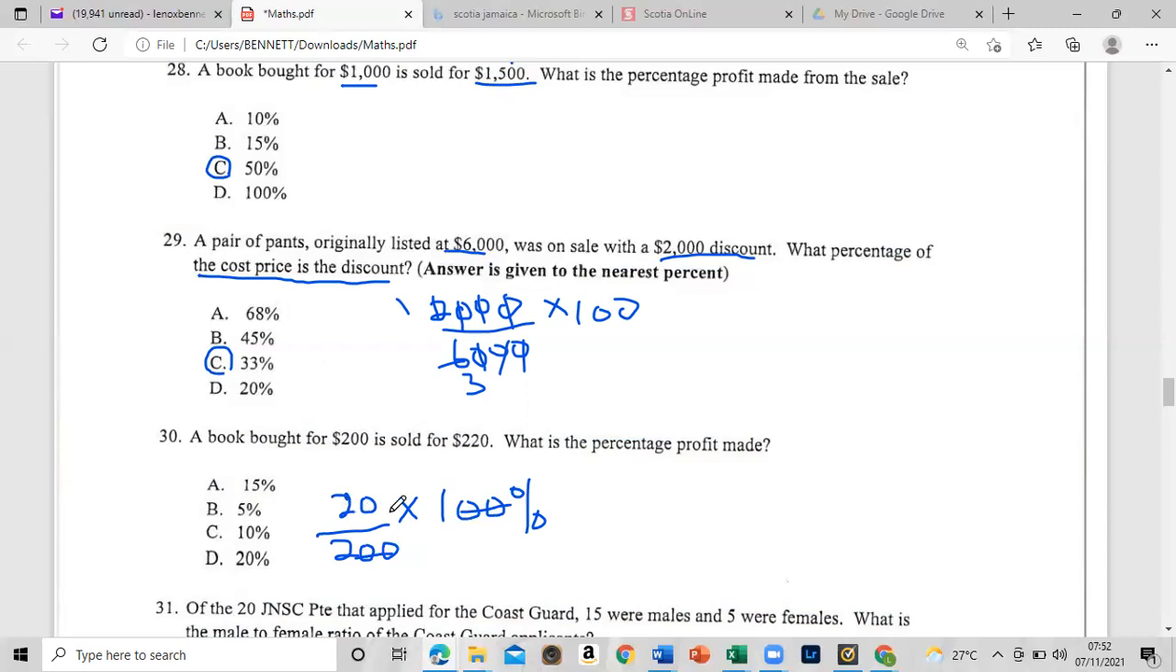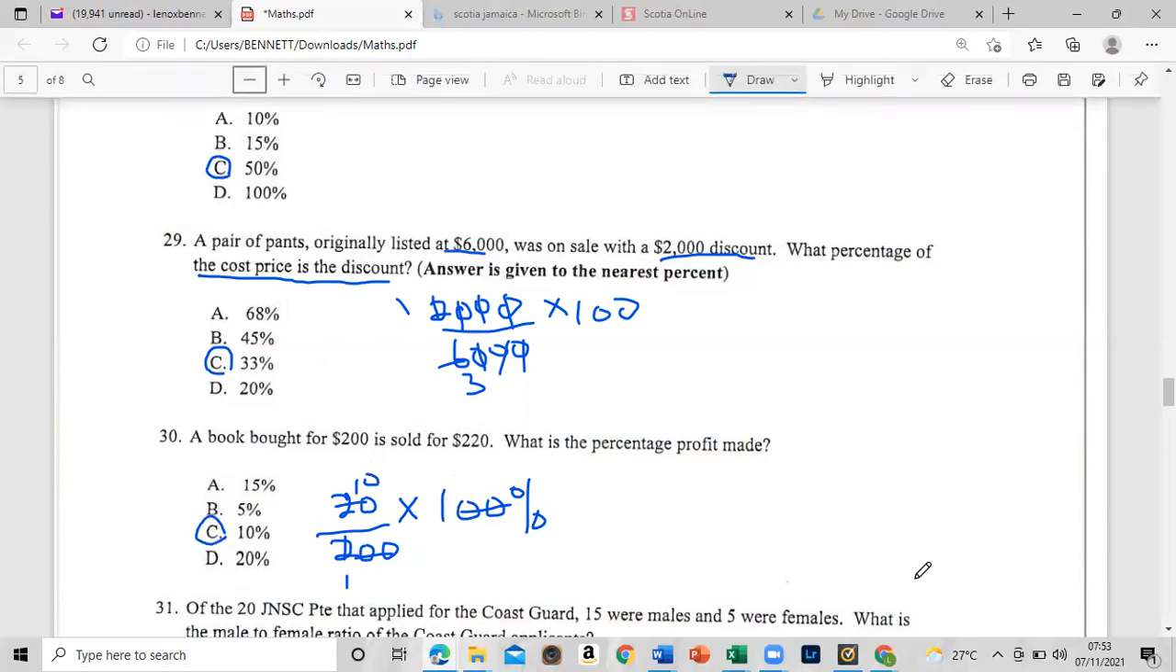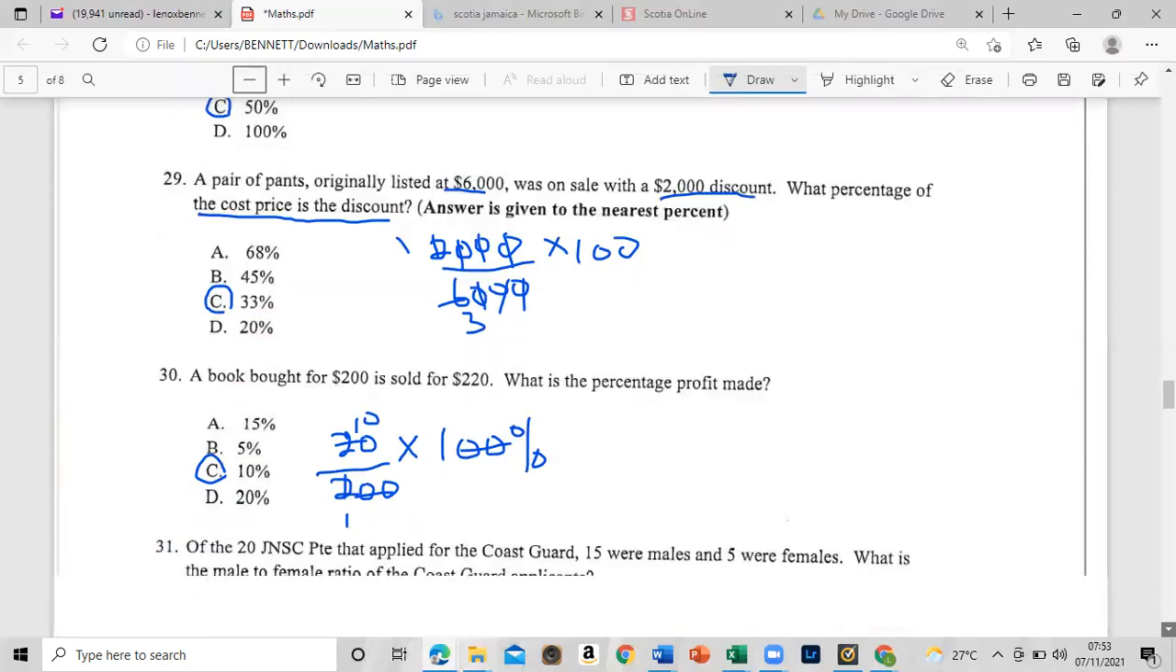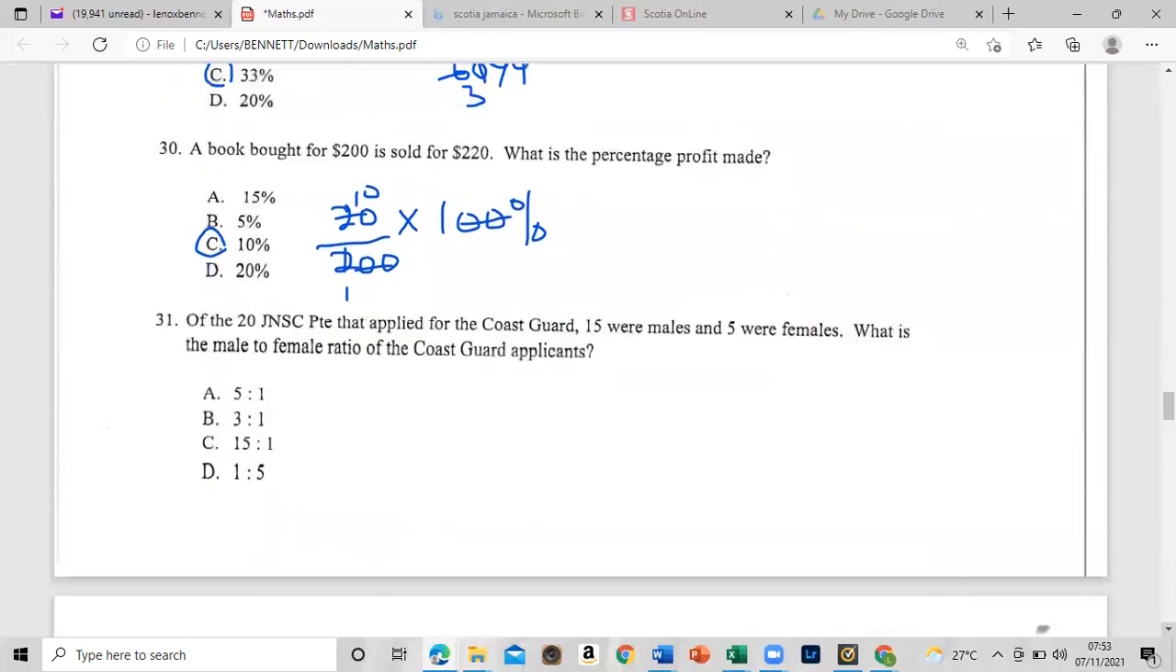Alright, so we have 20 over 200, so it's 1 in 10. So it's 10%, my friends. We are at 30. No need to get dirty. Alright, so 31.